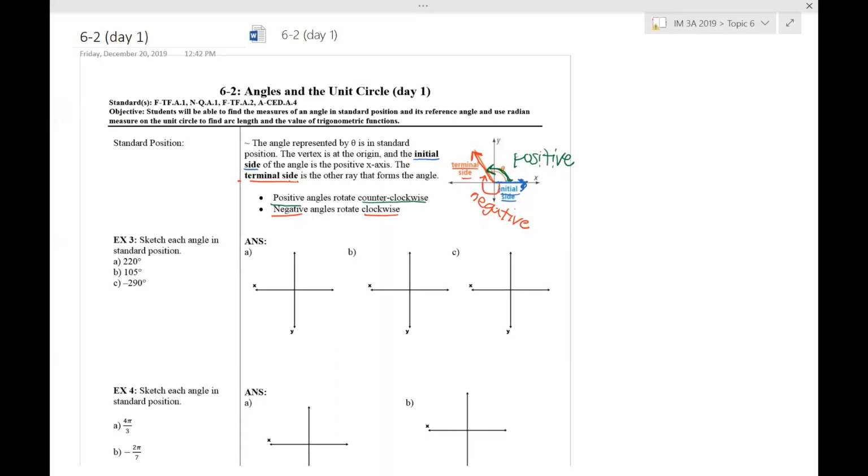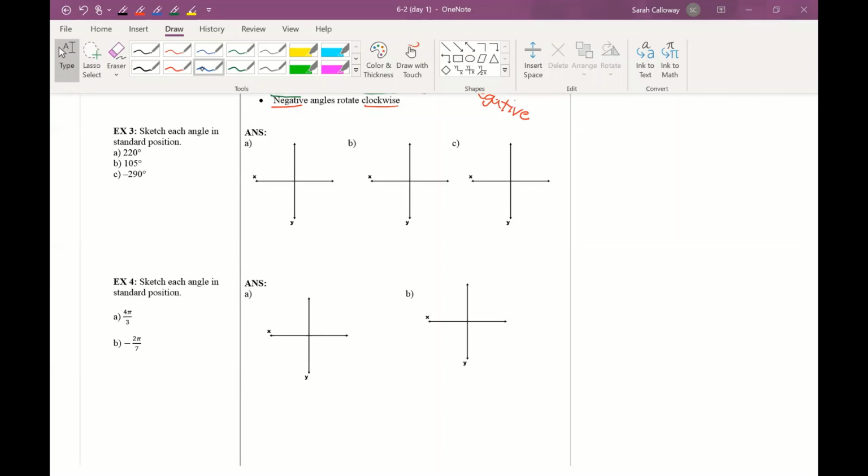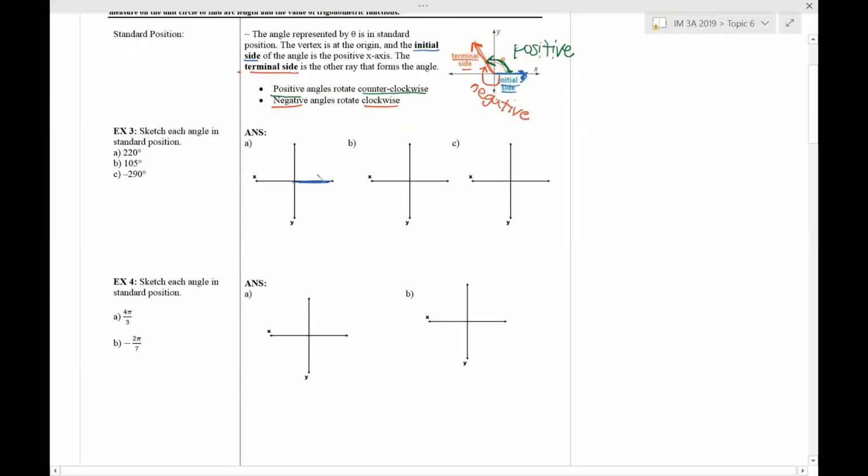When I'm sketching an angle in standard position, I'm really just starting with a coordinate plane. No matter what type of angle I'm sketching, I'm always going to start with the initial side on the positive x-axis. No matter what measure I have, whether it's positive, negative, degrees, or radians, it's always going to have that initial side on the positive x-axis.